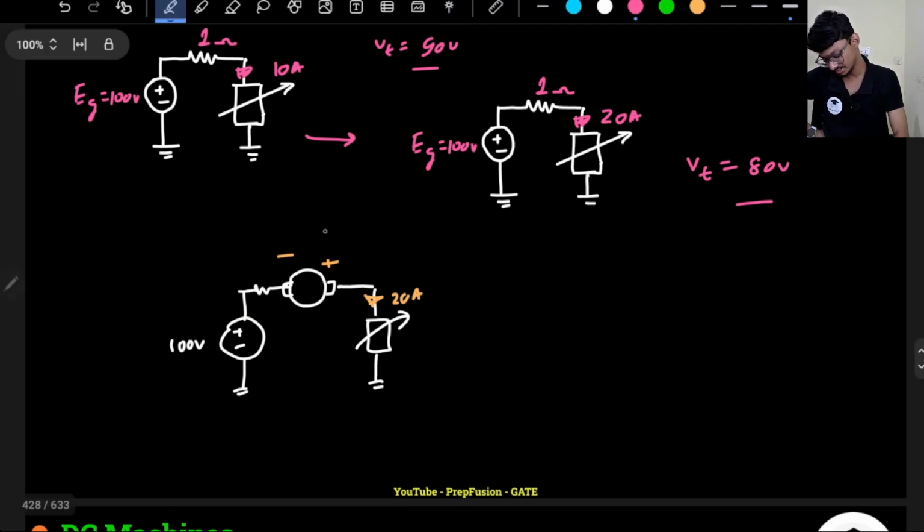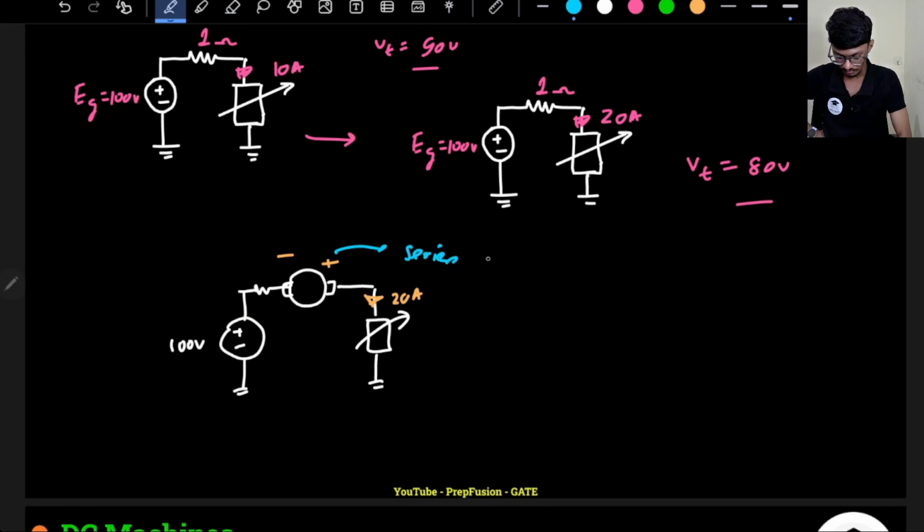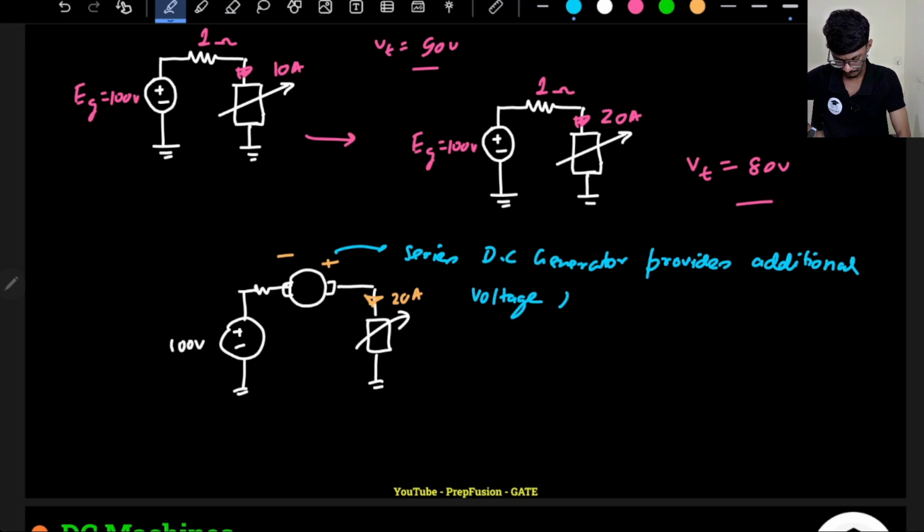So the advantage is basically this series DC generator provides additional voltage to improve voltage regulation.